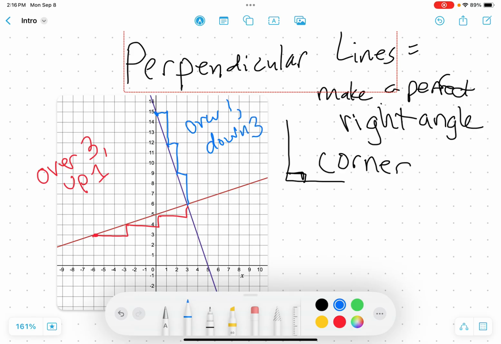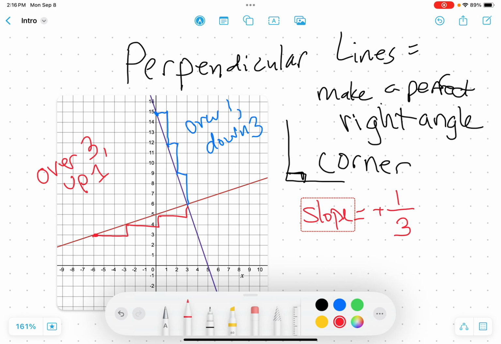So what are these two slopes? The red line slope is going to be positive 1/3. So it's going over 1, up 3. That's the rise and the run. What is my blue line slope? My blue line has a negative slope because it's going downhill, and it's going to be -3 over 1. So when I have perpendicular lines, their slope ratios are flipped.